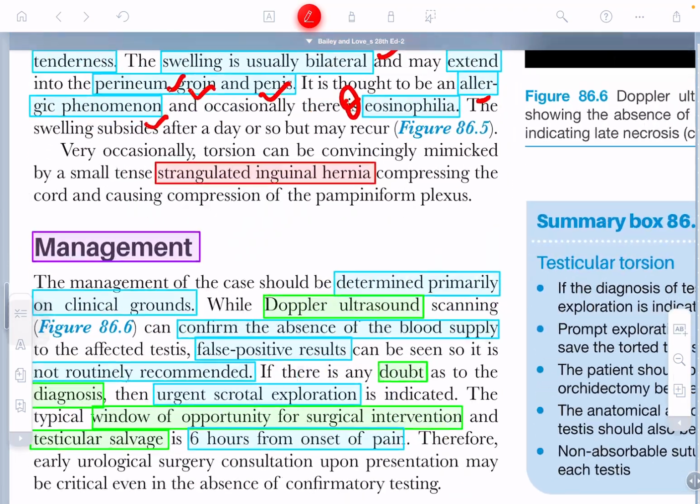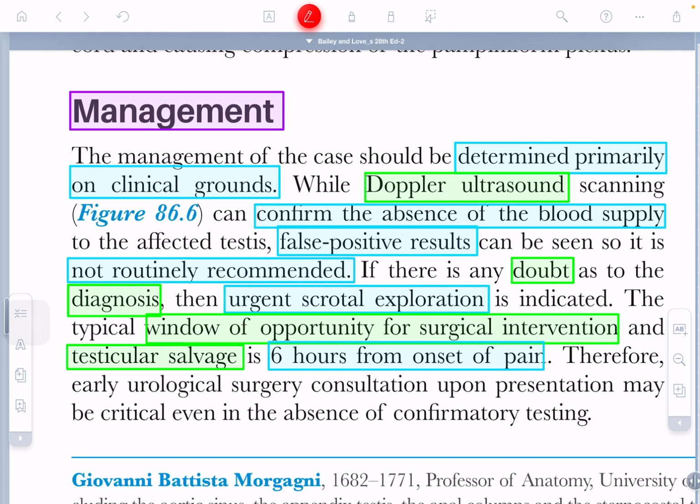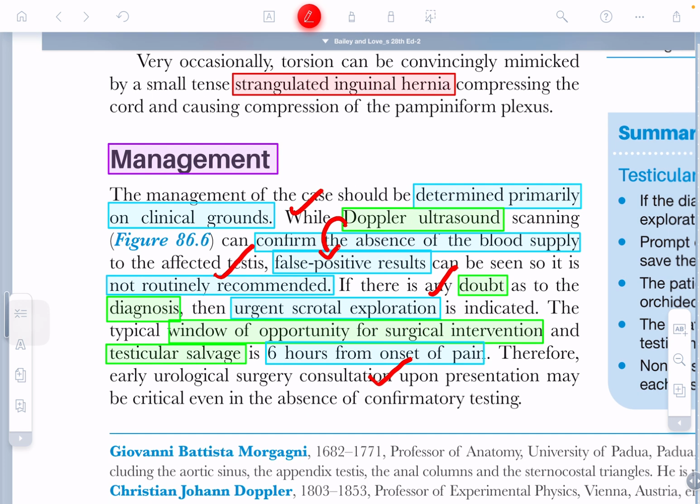So regarding management, it is mainly determined on clinical grounds. While Doppler ultrasound can aid in your diagnosis, in Doppler you will see the blood supply and confirm whether it is present or absent. Very high false positives are seen, so that's why this is not routinely recommended as per Bailey. So the diagnosis needs urgent scrotal exploration, and the window period is 6 hours from onset of the pain if you want to salvage the testis.